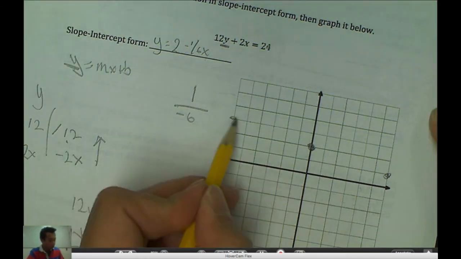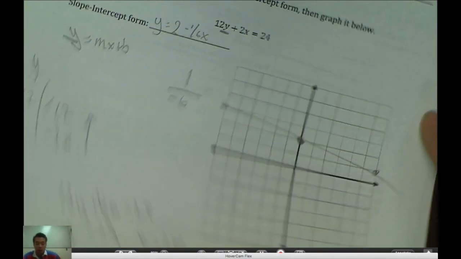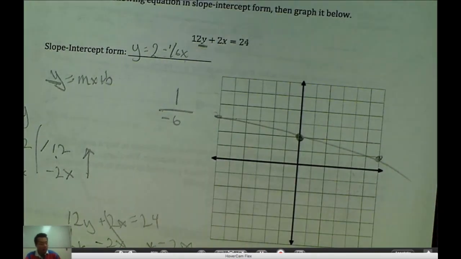Okay? Yours would probably be much straighter than mine. Okay, so that's it. Make sure you guys do your test corrections and then turn it into the basket, and then we'll go from there.